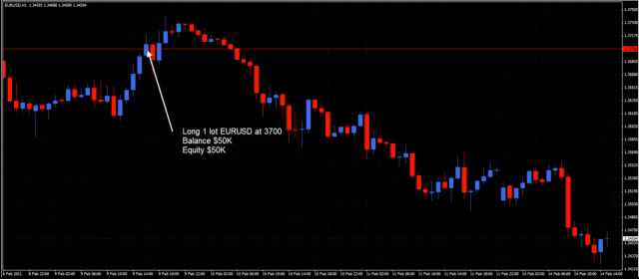Now let's go over the Dukascopy side of this. The first chart is exactly the same. You decide to go long one lot Euro US dollar at 3,700. Your balance will show as $50,000, and your equity will naturally be $50,000 as well. Again, assuming no spread for ease of calculation.